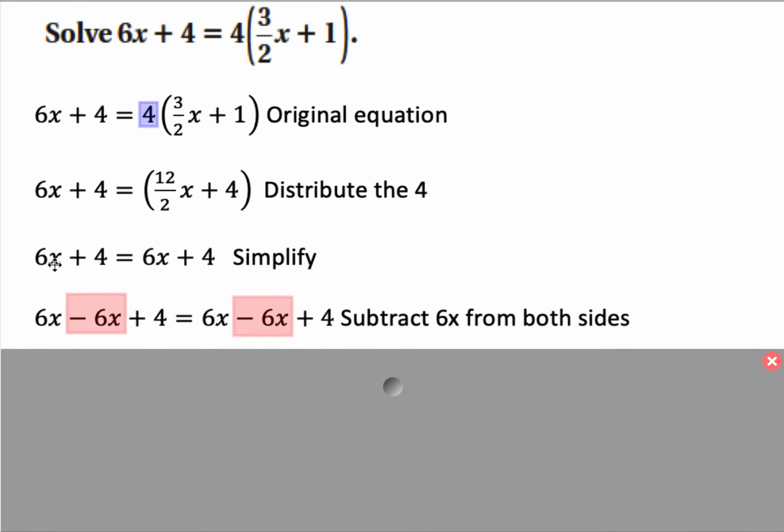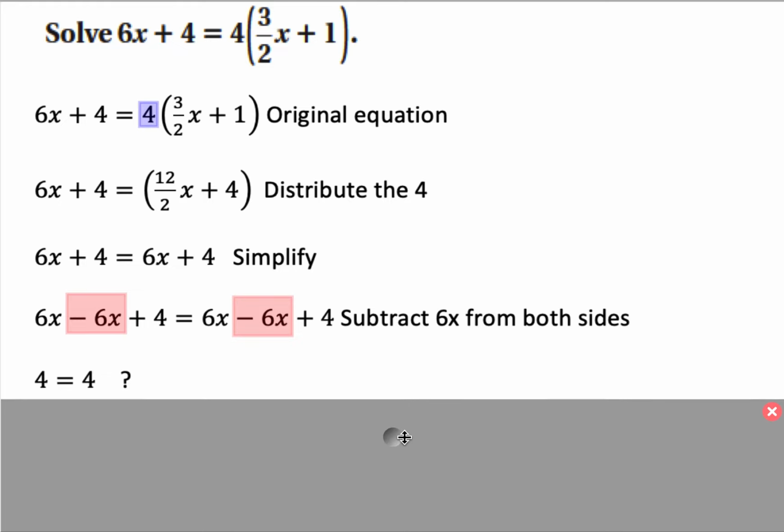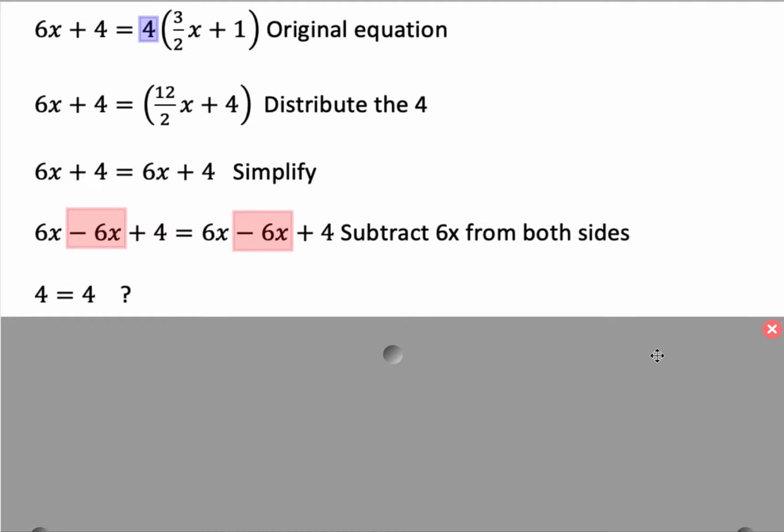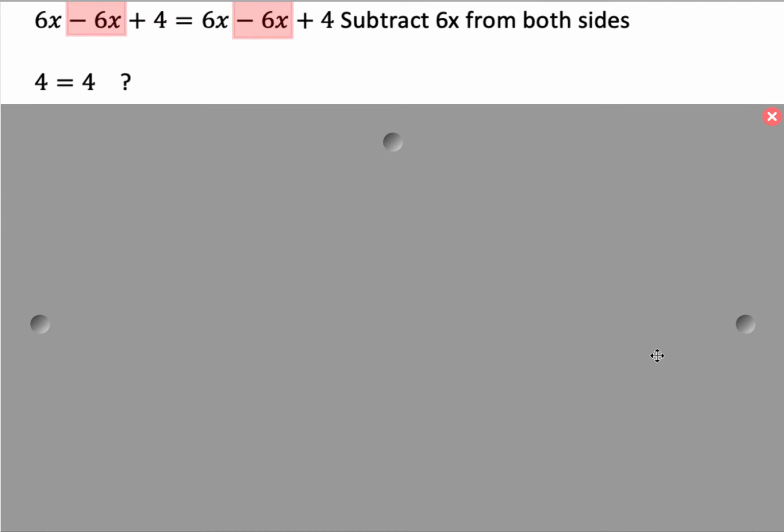So I pick one of the x's. Let's pick this 6x. I'm going to subtract 6x from both sides. When I do something on both sides, I highlight that in red here so that it stands out. And then I'm going to simplify that, and I get 4 = 4. That's kind of weird, because usually I get an x equals. So let's see what's going on here.